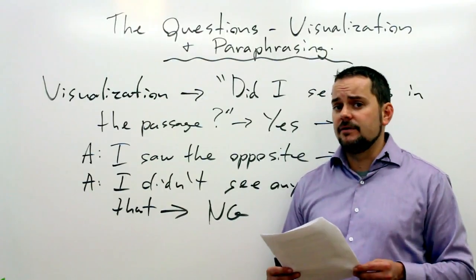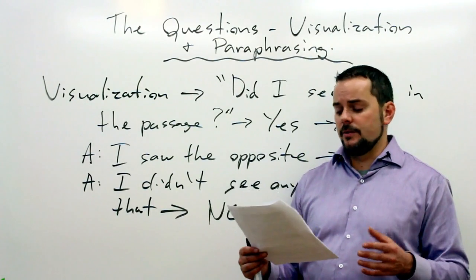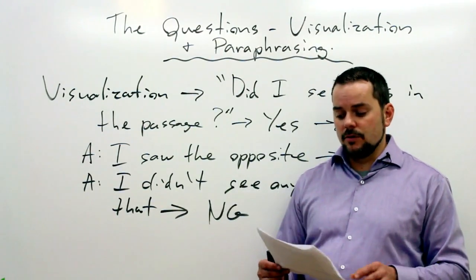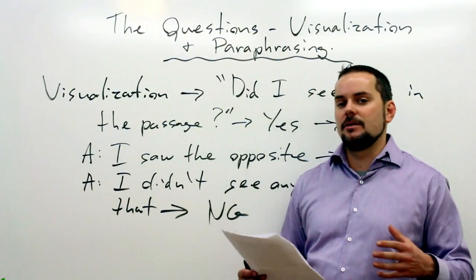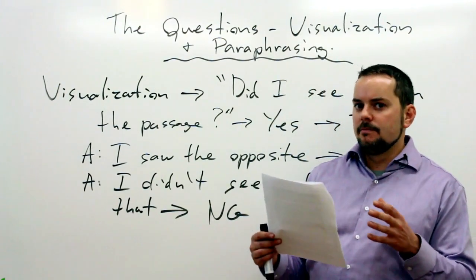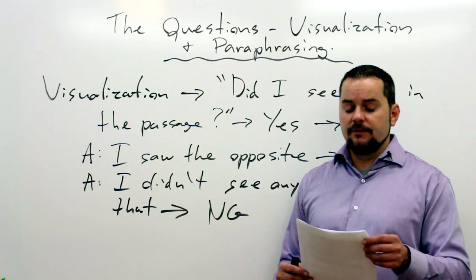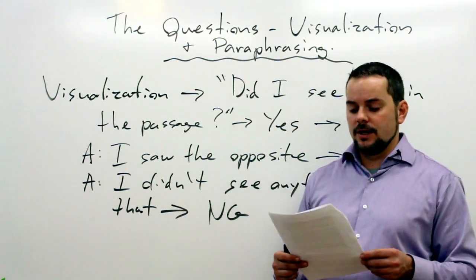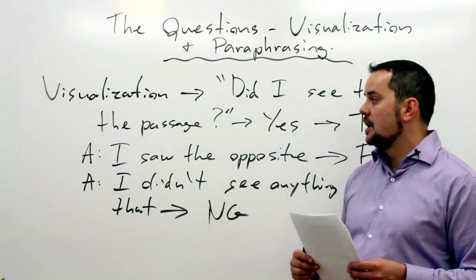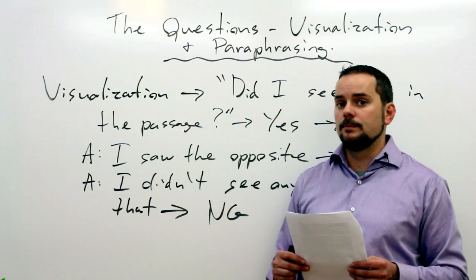Mount Everest is a result of a collision between Eurasian and Himalayan plates. I definitely visualized Mount Everest being formed when I read the passage. But here I didn't really see it as a Himalayan plate. I saw Himalayan mountain. So there's a little bit of a mismatch here. Again, that helps me to get the answer that it's false. So very powerful tool for solving true, false, or yes, no, not given questions. Again, make sure to practice this one at home.